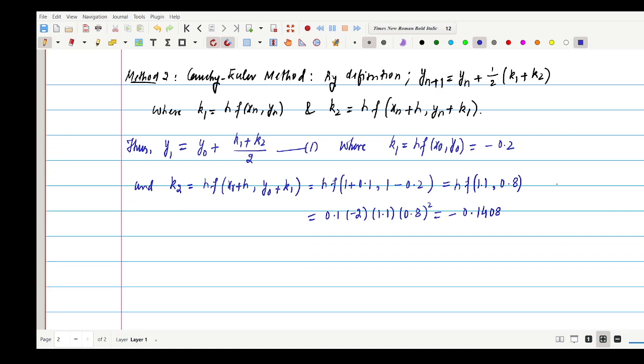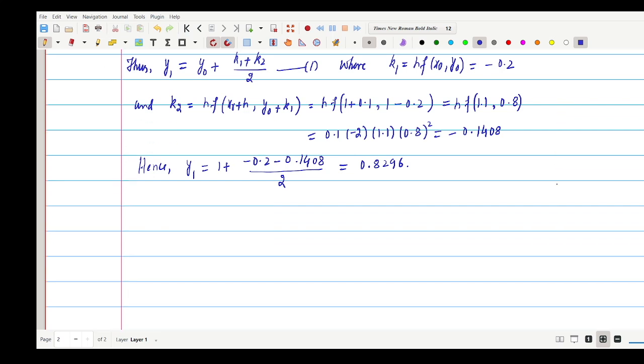Therefore we have obtained the values of k1 and k2, so we can evaluate y1 now. From equation number 1, y1 is equal to y0, that is 1, plus k1, that is minus 0.2, plus k2, that is minus 0.1408, whole divided by 2. Now adding these numbers, we arrive at 0.8296. So that is our first iteration using the Cauchy-Euler method.